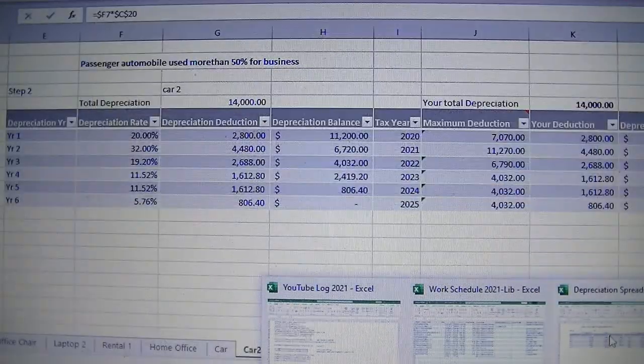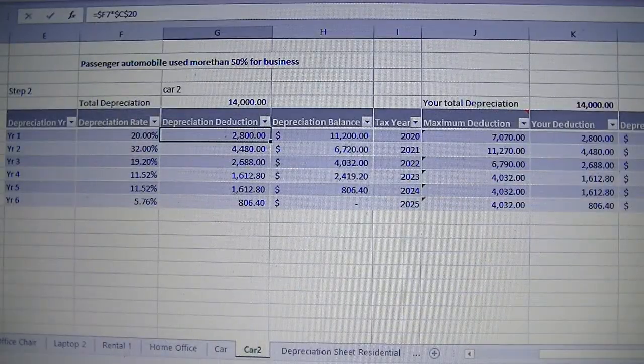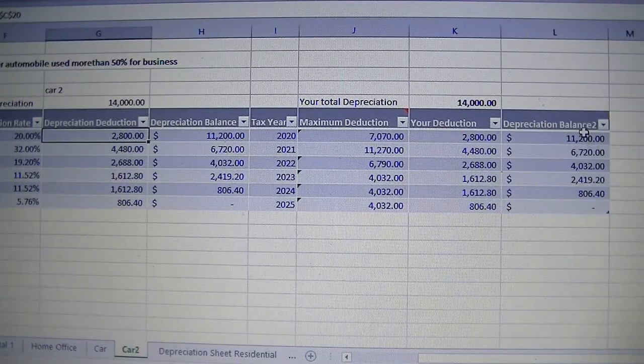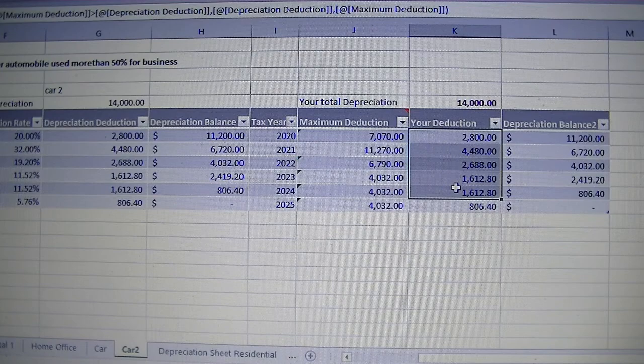So let's go back here, and the depreciation balance is 11,200 for the first year. So that's pretty much that 14,000 minus 2,800 for the first year, and the balance is 6,720 for the second year, because it's taking 11,200 minus 4,480 that you claim in year 2. By year 6 it should be 0. And the total deduction you are claiming here is 14,000.